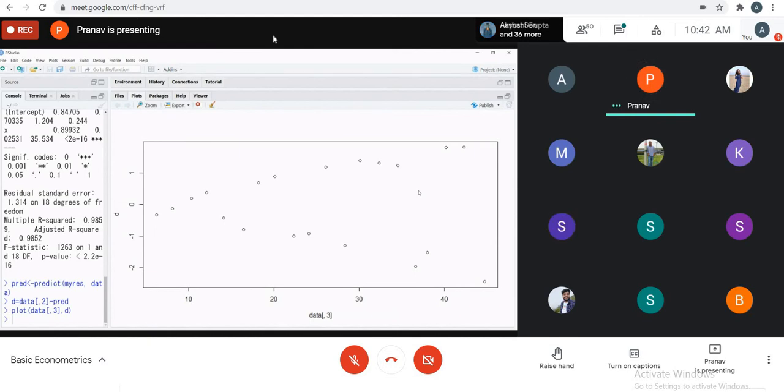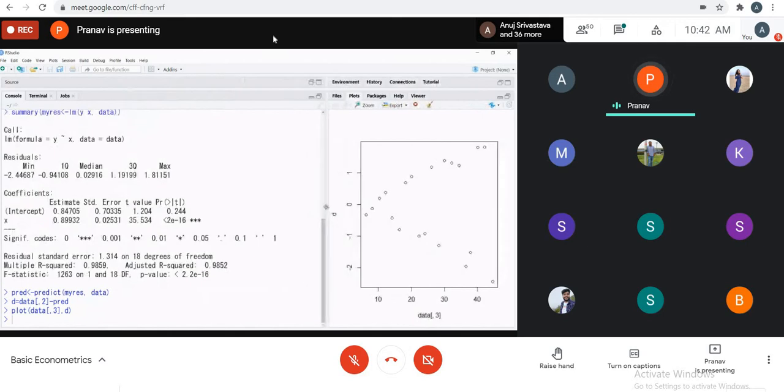Now, before talking about the various tests that we have for heteroskedasticity, one very common remedial measure as far as removing heteroskedastic errors is concerned is to apply logarithm to the variables.